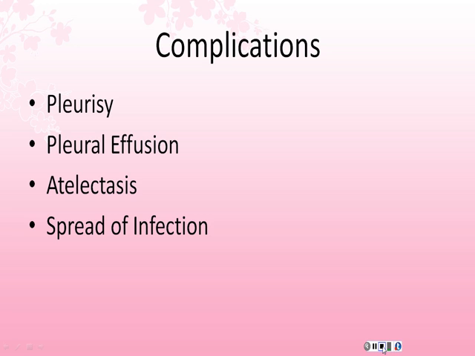So for complications, pleurisy and pleural effusion are two of the most common. Atelectasis, or collapse of the alveoli, can occur with trapped secretions, and then spread of the infection to other parts of the body can cause septicemia, meningitis, septic arthritis, or pericarditis or endocarditis as well.